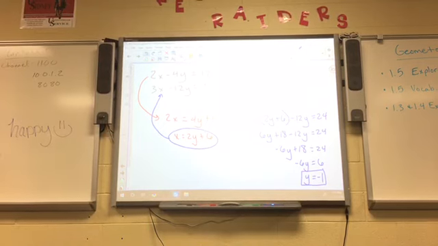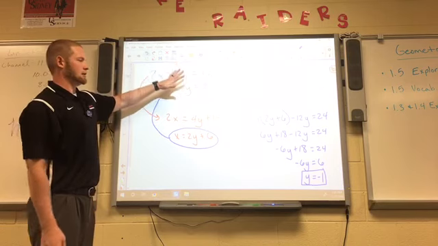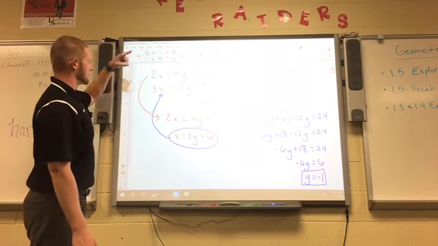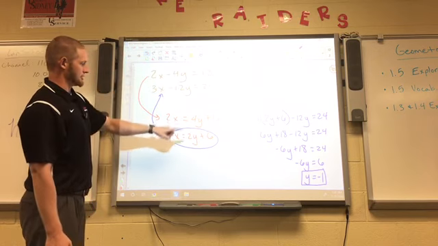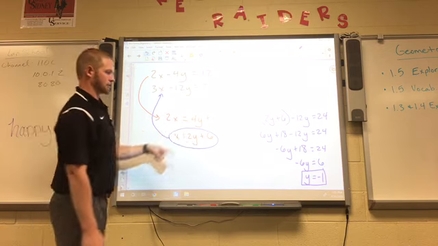Now that I know what y is, I should be able to plug it in anywhere I want and get what x is. You can plug it in here, you can plug it in here, or you can take the easy route: I already solved for x, so you can plug it in right here. That's where I would do it.